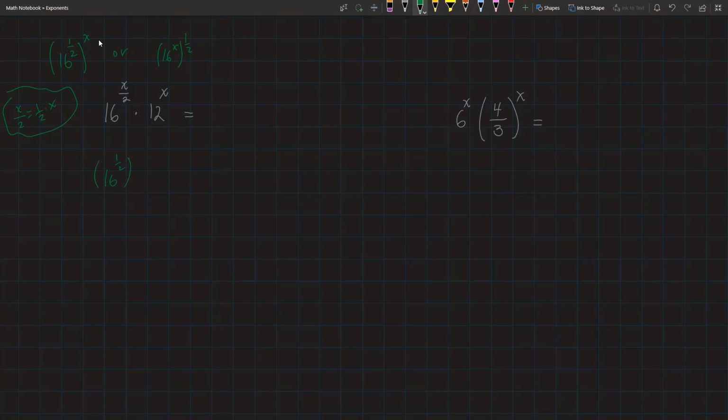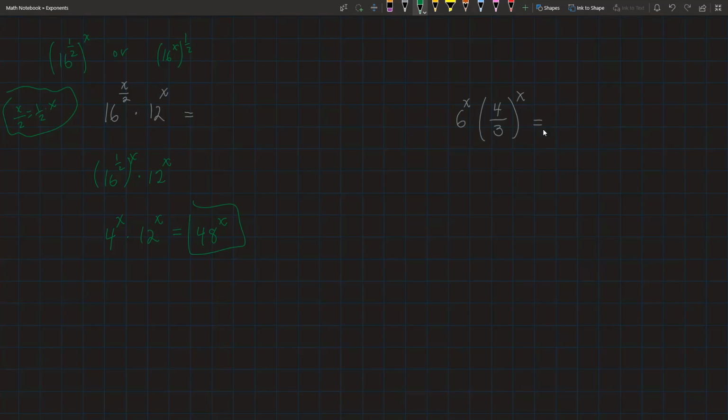16 to the 1/2 to the x times 12 to the x. That one won't change. All right, and we know that 16 to the 1/2 is 4. So that becomes 4 to the x times 12 to the x. That's pretty cool. Now we have different bases, but same exponent, which allows us to multiply their bases. So this can be written as 48 to the x. And there it is. Look at that one. That one, again, looked pretty advanced at first, but it's something that simplifies very nicely.